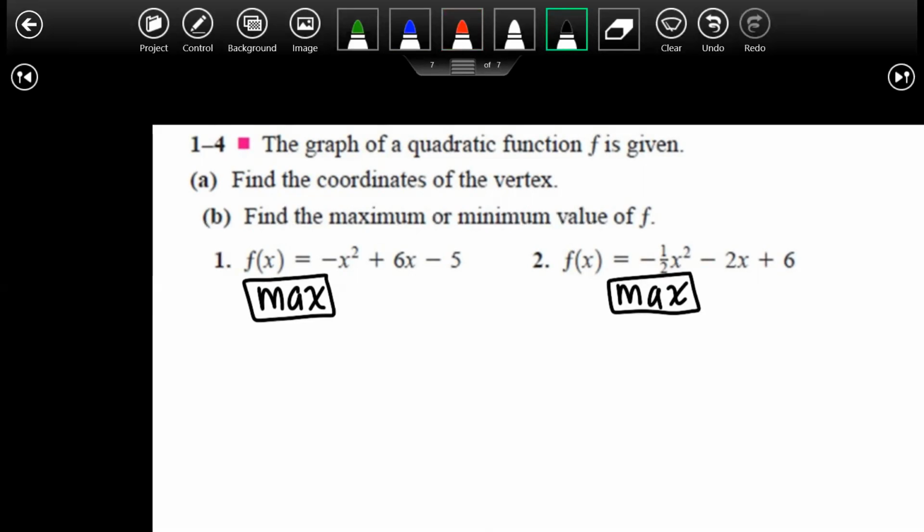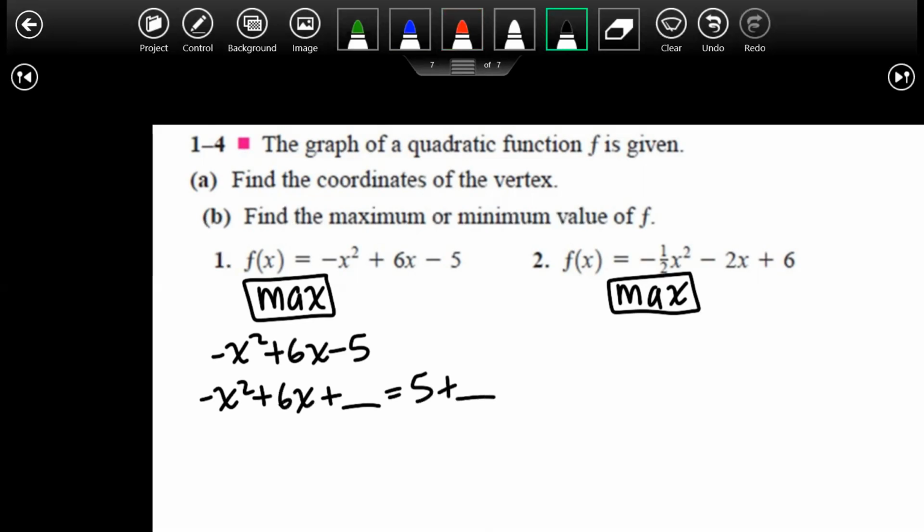So I'm going to rewrite this: -x squared plus 6x minus 5. I'm going to go ahead and add 5 to both sides, leaving me a little space here on both sides. I've got to complete the square on this one. Let's pull out the greatest common factor because we have to deal with this negative right now, right? So we're going to pull out that negative. Minus 3x plus something.